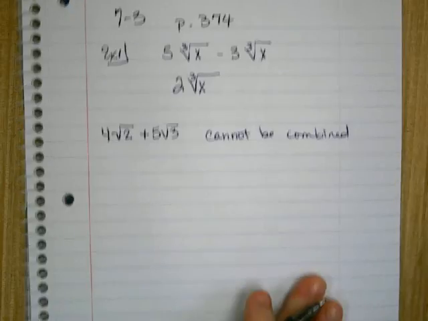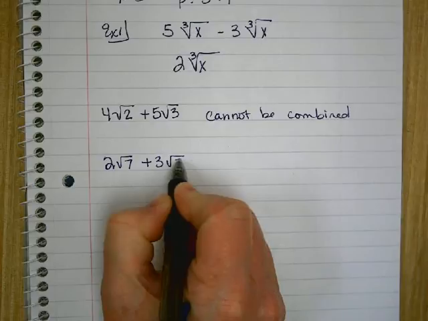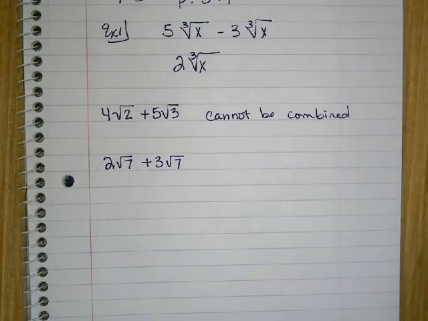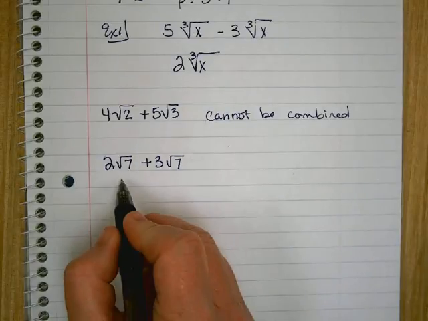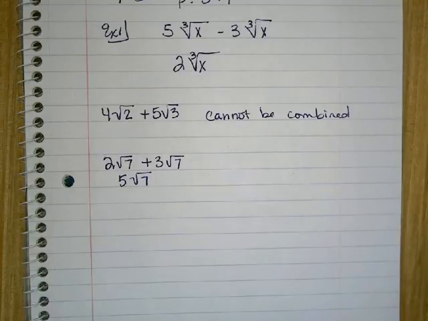Next, 2 times the square root of 7 plus 3 times the square root of 7. Dalton? What's that? 5 times the square root of 7. Don't write the square root of 14 there. That's not what that is. Y'all with me? Y'all paying attention? It's not 14. Can't add those parts together.